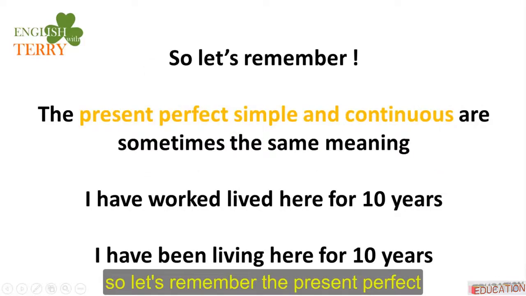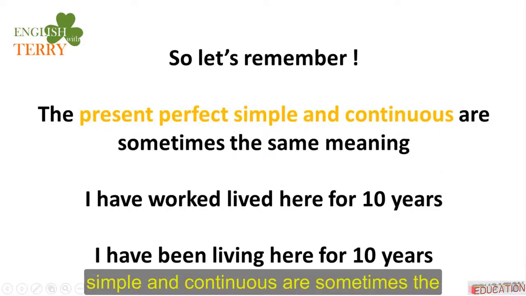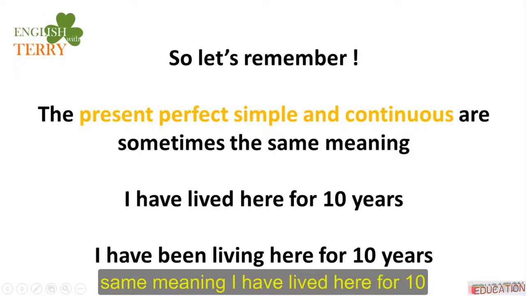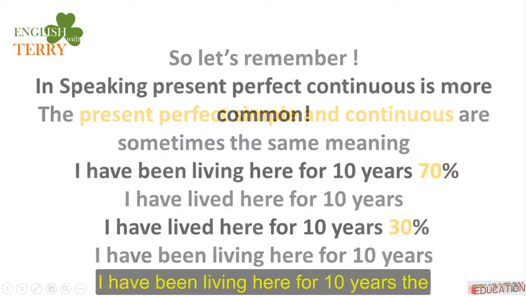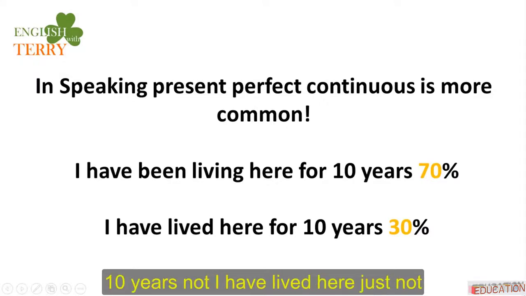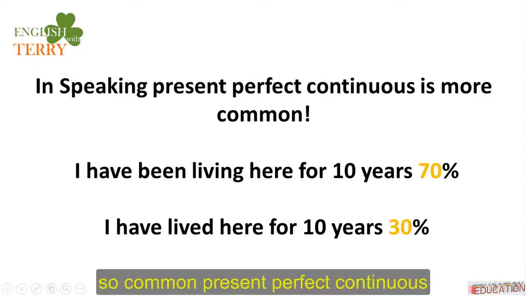So let's remember, the present perfect simple and continuous sometimes have the same meaning. I have lived here for 10 years. I have been living here for 10 years. The difference is that we native speakers would prefer I have been living here for 10 years, not I have lived here. It's just not so common.